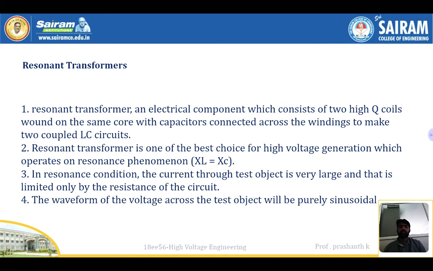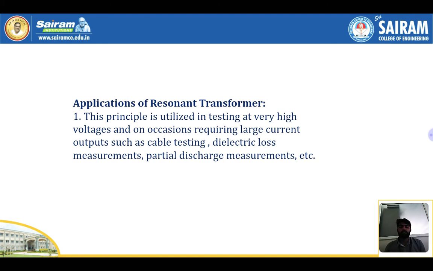In the resonance condition, the current through the test object is very large and is limited only by the resistance of the circuit. The waveform of the voltage across the test object will be purely sinusoidal. The application of the resonant transformer principle is in testing at very high voltages and on occasions requiring large current outputs, such as cable testing, dielectric loss measurement, partial discharge measurement, etc.